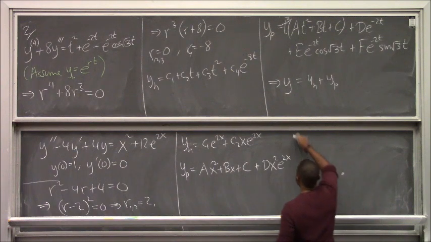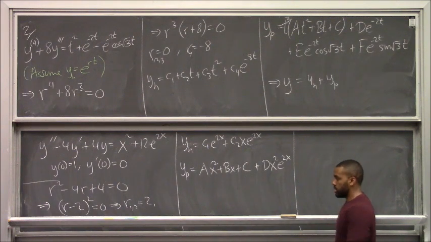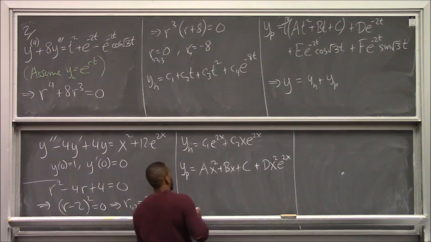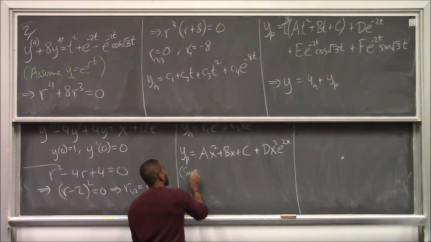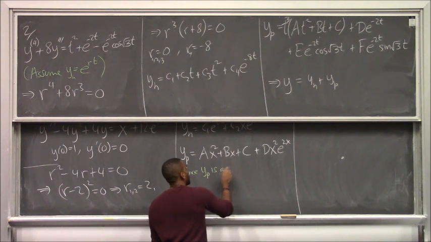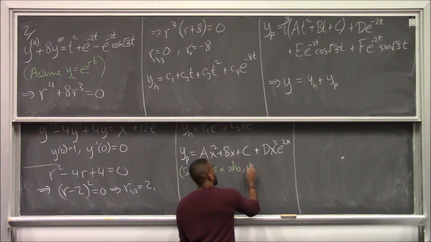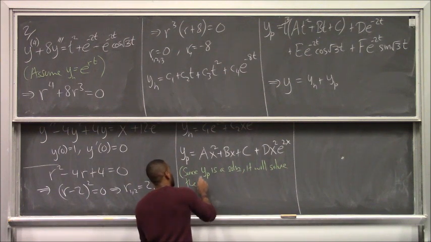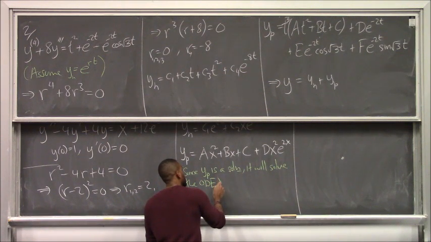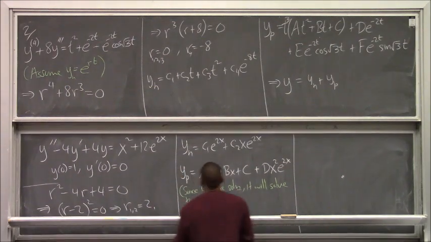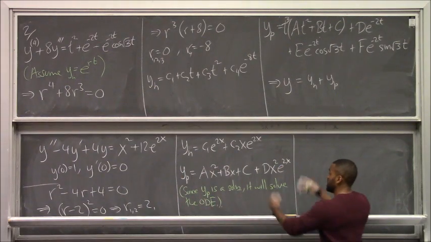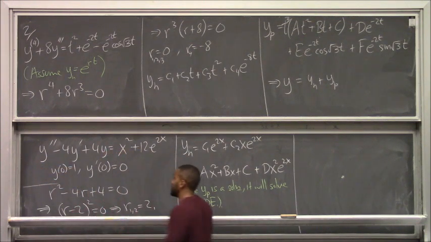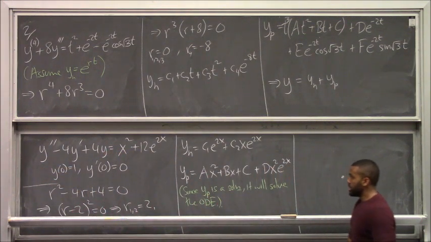So here is how we would actually find the coefficients. You don't have to write this, but just so you're aware, since yp is a solution, it will solve the ODE. We know what it means to solve the ODE, we spoke about that since lecture 1: if you take this function and plug it into this, you will get that as the answer. So I'm going to look at the derivatives.